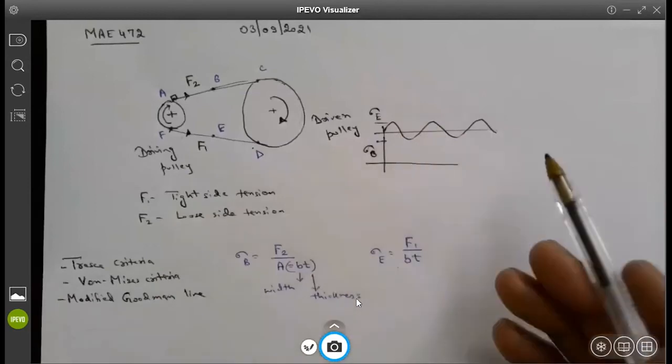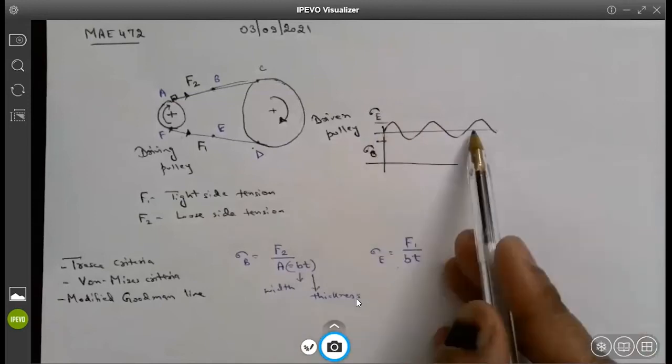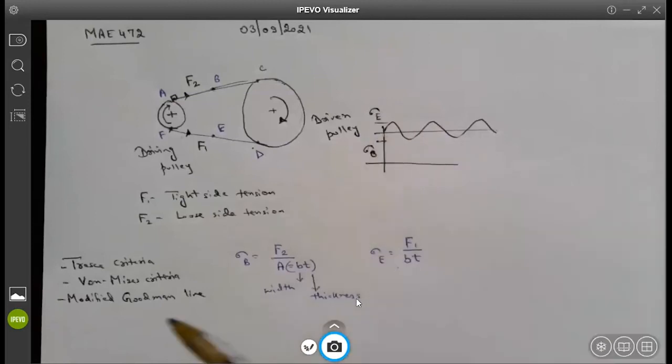And we know that whenever a cyclic stress variation happens in a material, we have to look at the fatigue failure theory, which is the modified Goodman line. Does it make sense to everybody so far? Yeah, that makes sense.